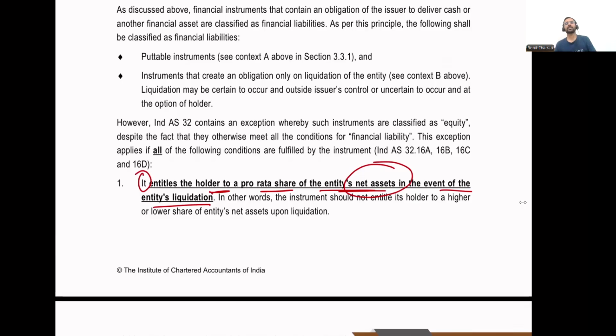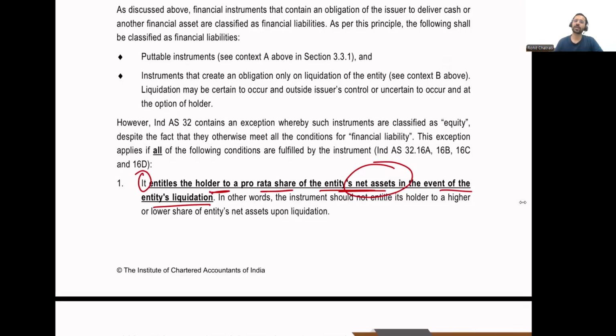So condition number 1 is basically stating that the unit holder should be exposed to variability in net assets. If the unit holder is actually receiving a fixed amount of cash upon liquidation, then it will not satisfy condition 1, and therefore it will be regarded as a financial liability. But if the unit holder is entitled to a pro rata share in the entity's net assets, it means he is exposed to variability in net assets, and therefore it is satisfying condition 1 and will be eligible to be classified as equity, obviously if the other conditions are also satisfied.